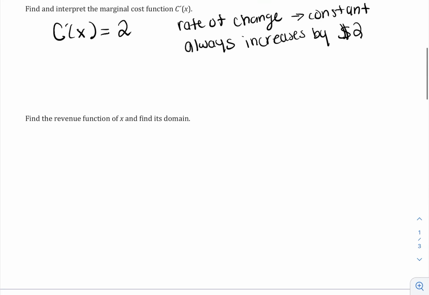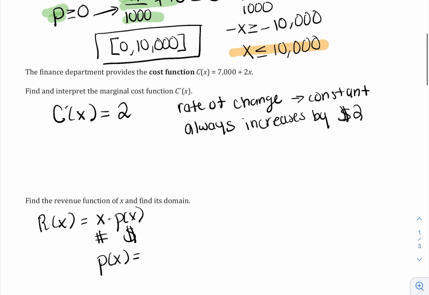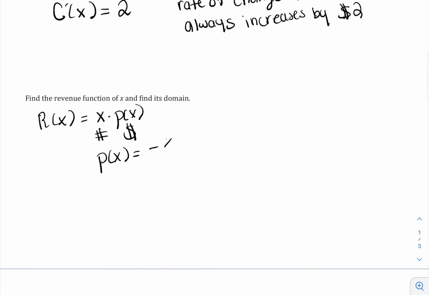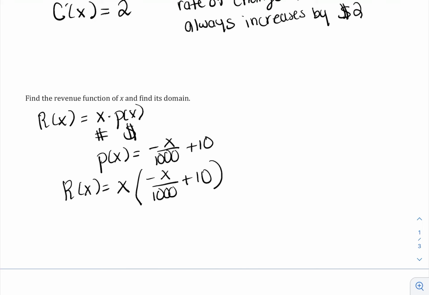Okay, find the revenue of x and find its domain. Well, the revenue function is x times p of x. The number you're selling times the price you're selling it at. Well, we have p of x. I forgot it. Hold on. It was negative x over 1,000 plus 10. And so I'm going to put that into my revenue function. R of x is going to be x times negative x over 1,000 plus 10. And then I'm going to distribute the x. So that's going to give me negative x squared over 1,000 plus 10x.